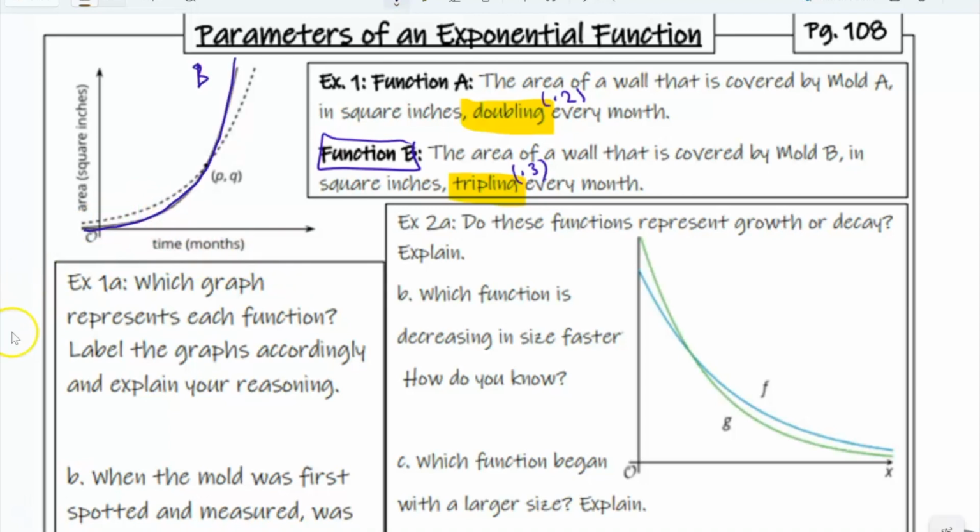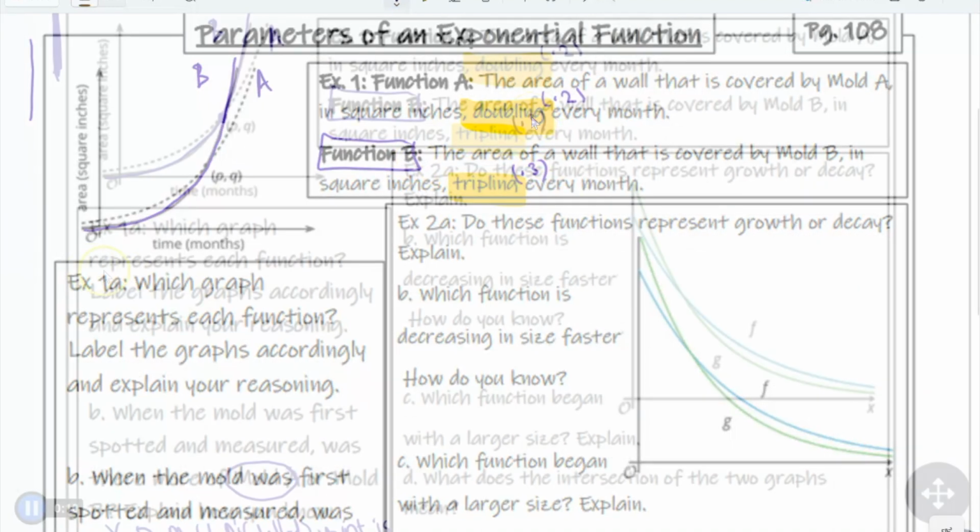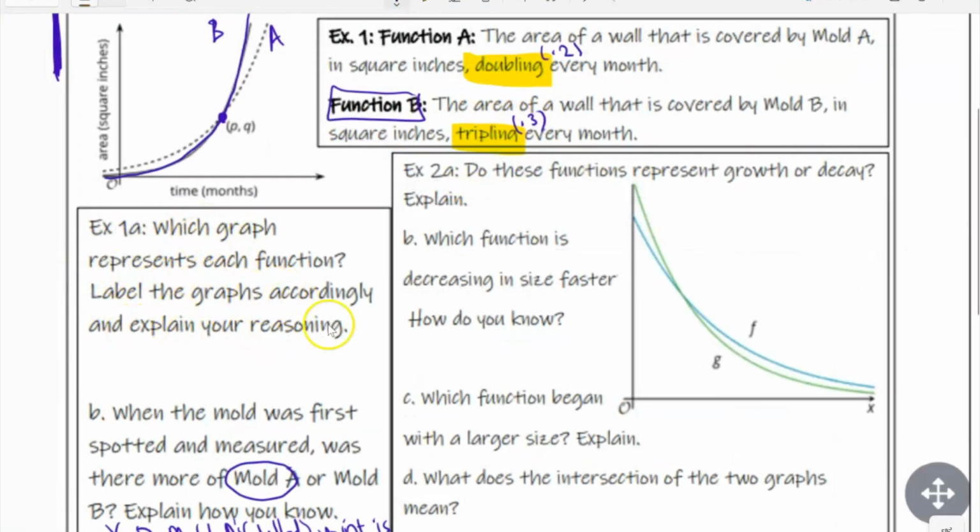Remember my definition from the roller coasters: the closer it is to being straight up and down, the steeper it is. In the beginning, they both look like they're going at the same rate, pretty much the same this way. But as you get here, this one is a little bit flatter because this one is getting more vertical. The more vertical it is, the steeper it is. That means that function B must be the tripling one. Therefore, this one has to be function A. So we've labeled the graph. Now we need to explain our reasoning.